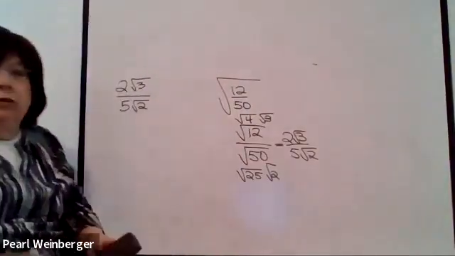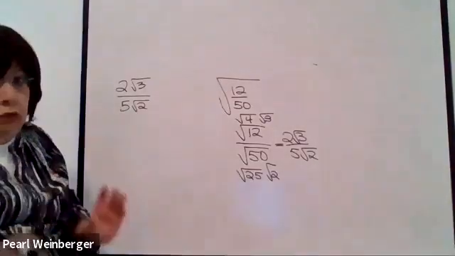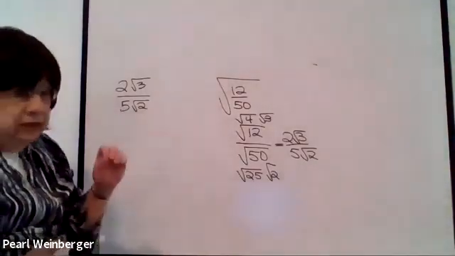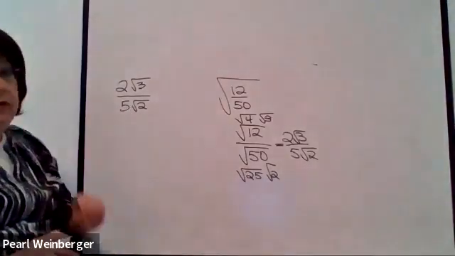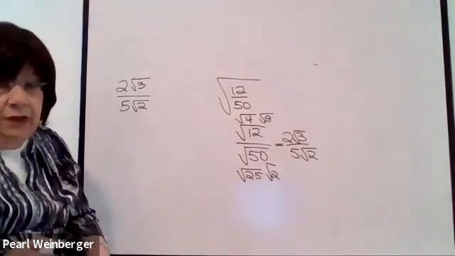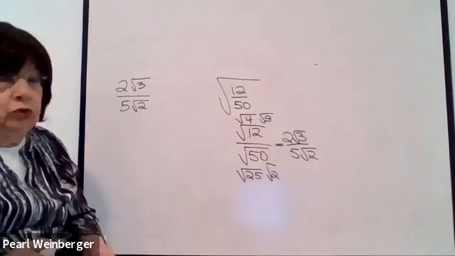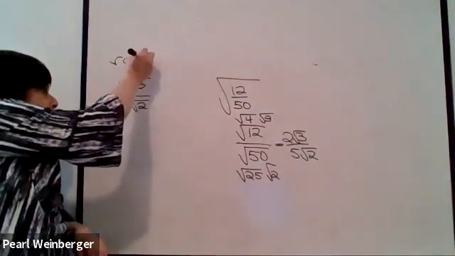Except when the term simplified is used with radicals, this is a technical thing, it always means do not leave a radical in the denominator. Make sure you do something that's called rationalize the denominator.